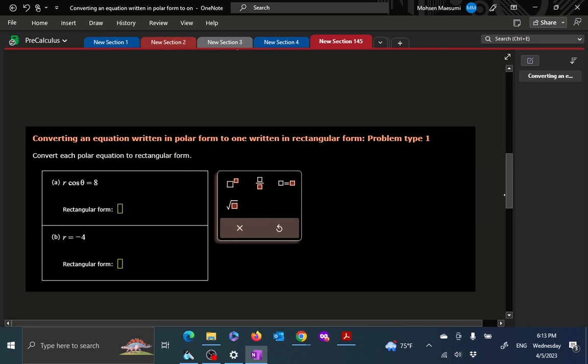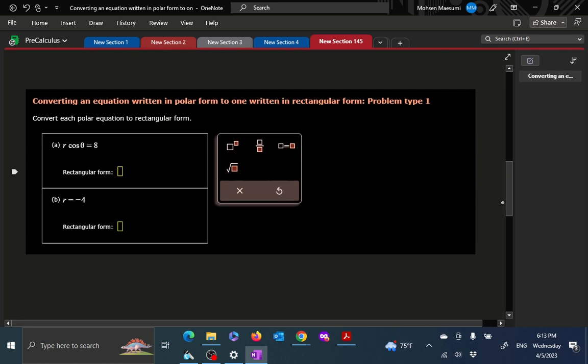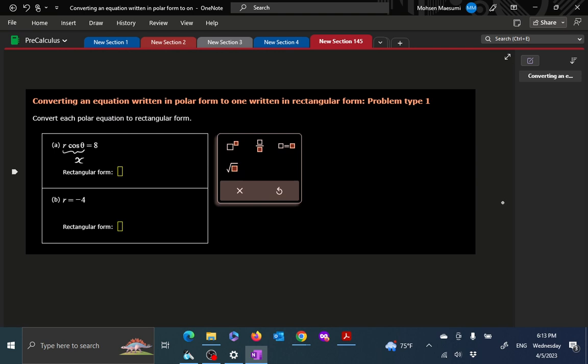So most of these are very straightforward. This one, r cosine theta, that's just again x. So the translated form of this equation, the rectangular form, is x equal to 8. Now, r is equal to minus 4. That's a little bit odd looking.